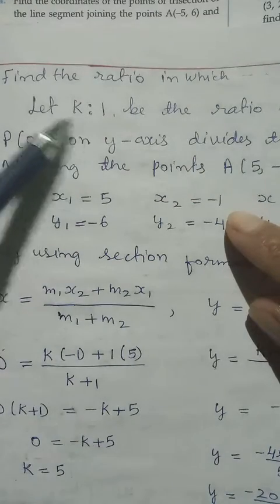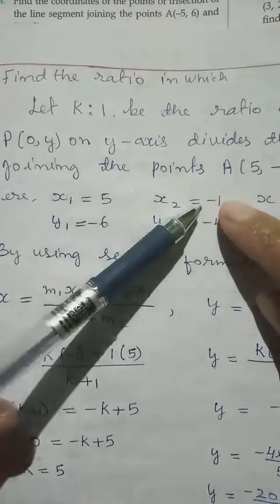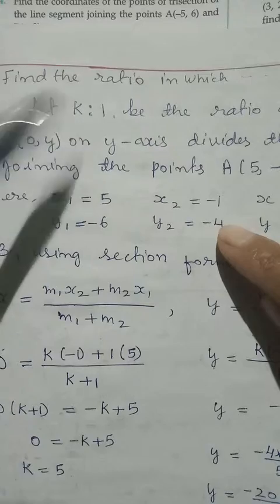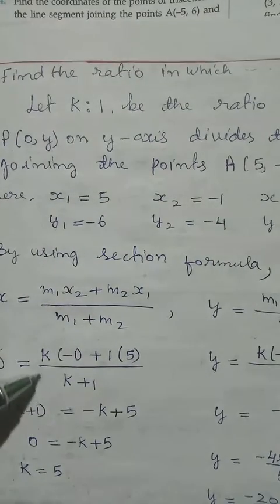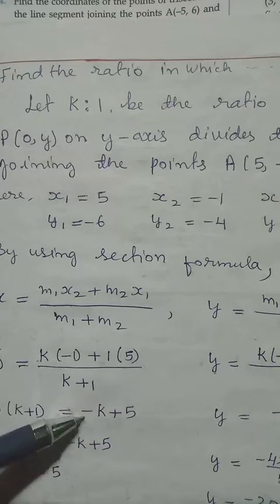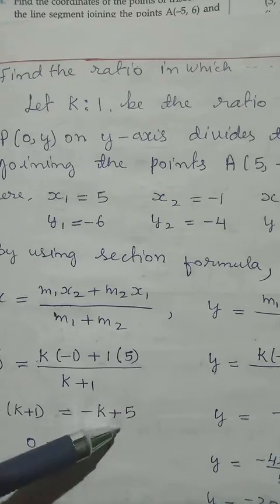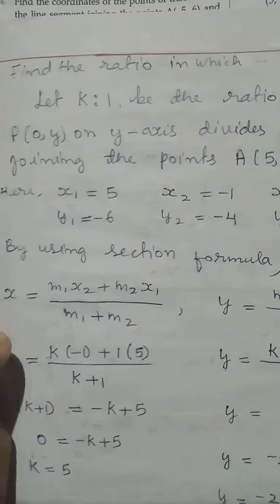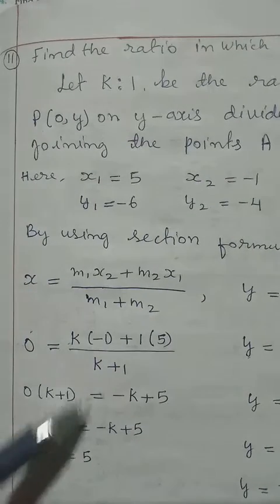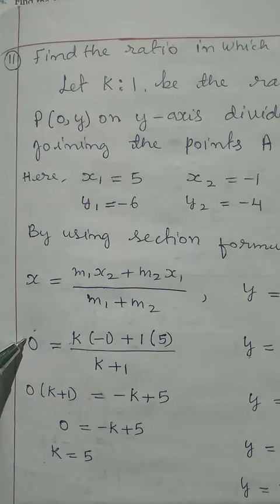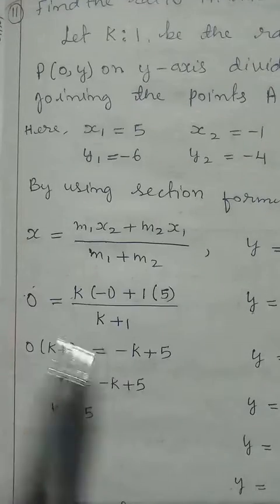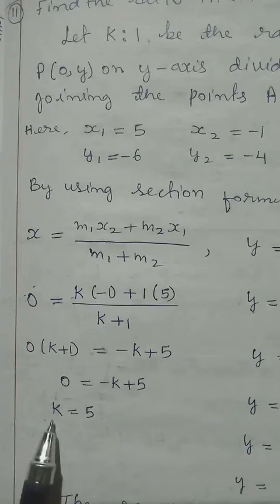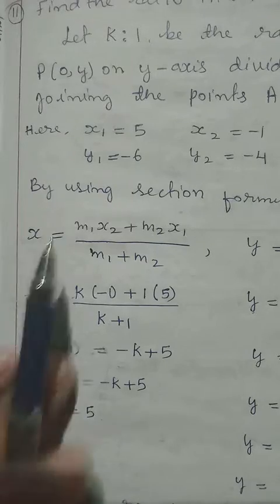So we can apply the formula: k into minus 1 plus 1 into 5 by k plus 1. So k into minus 1 will be minus k. 5 into 1, 5. Then here we have only k, so this one we can cross multiply, it becomes 0. So minus k plus 5, this is minus k, take this side, it becomes plus. So k is equal to 5.